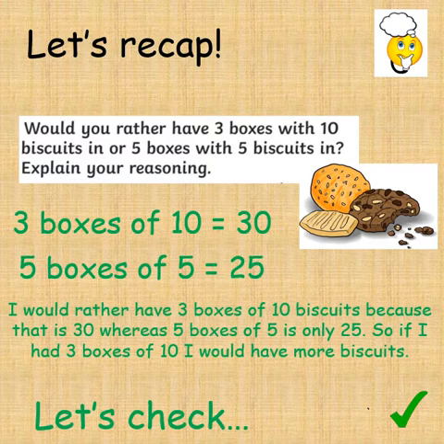Now I think I'd rather have the 3 boxes of 10 biscuits in each one, because I would get more biscuits. I would get 30 if I bought 3 boxes of 10. Whereas if I only bought 5 boxes of 5 biscuits, I'd only get 25. And I definitely would want more biscuits. So I would rather have the 3 boxes with 10 biscuits in. So well done if you had a go at that question, because that was really, really tricky.